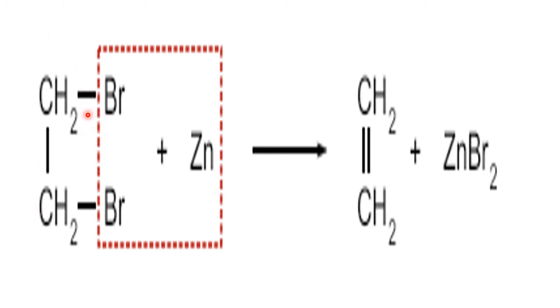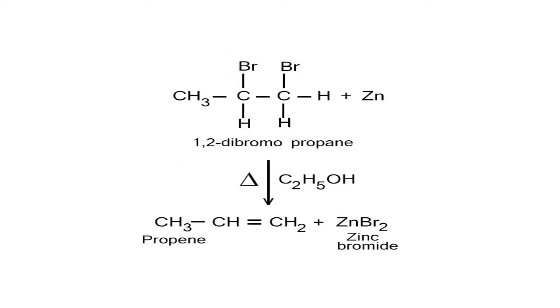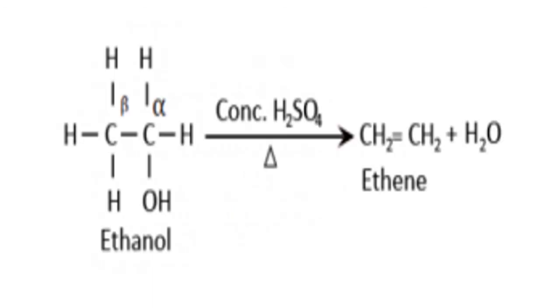Because the two are on different, adjacent carbons, this is an example of a vicinal dihalide. So 1,2-dibromoethane with zinc dust. So zinc will take both bromines and form zinc bromide, and automatically ethene forms. Same case here also. Okay, zinc dust, zinc is taking both bromines, vicinal dihalide. Okay, then propene forms. Very simple reaction.